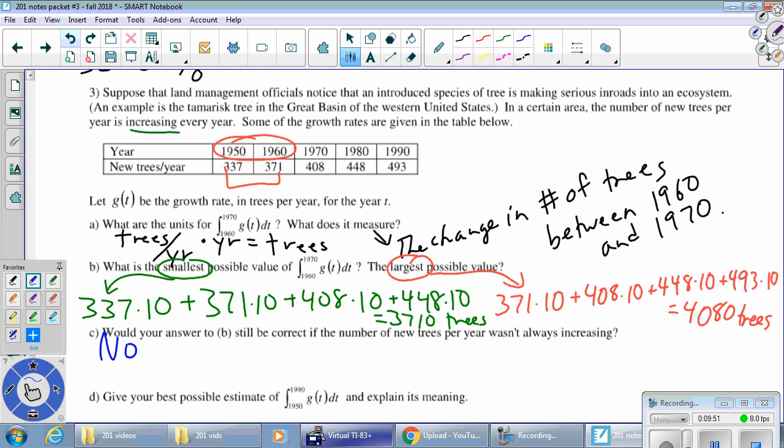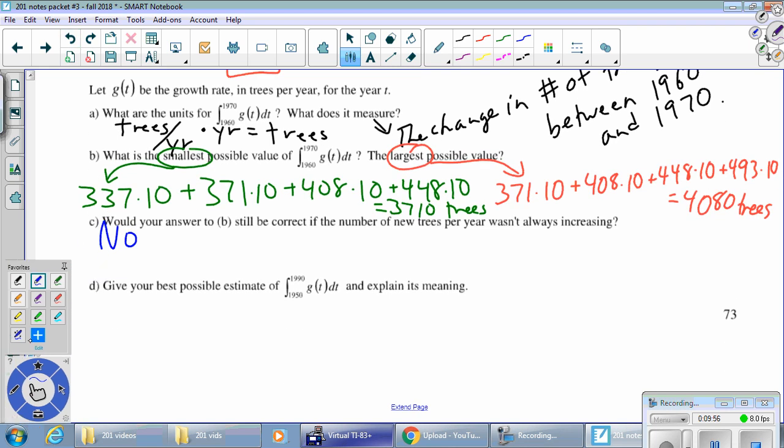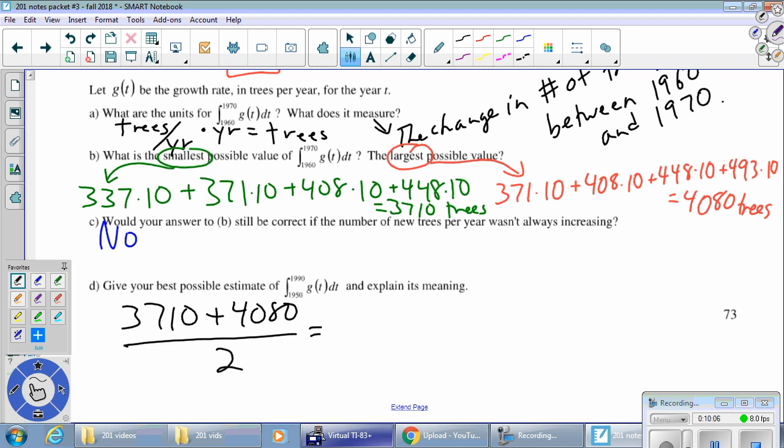Okay, and then the last one, give your best possible estimate. So I guess our best thing is to average the green and red numbers. So 3710 plus 4080 divided by 2, which turns out to be 16,420. What am I looking at here? Averaging this. Did I do something wrong? 4080, 3710. Yes, totally did something wrong.